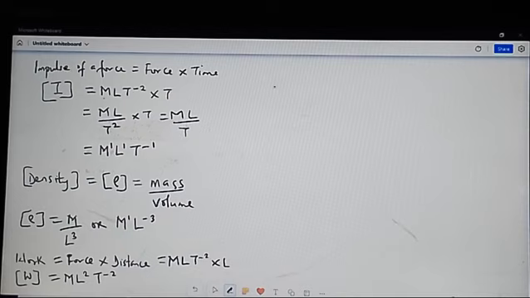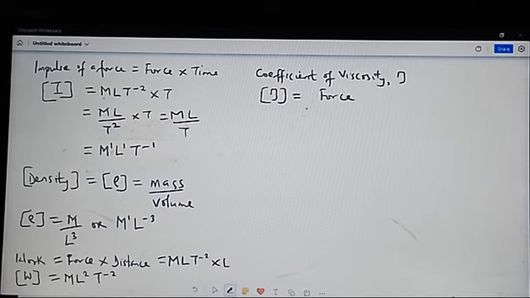Then we look at another physical quantity, coefficient of viscosity. So we say the dimension of coefficient of viscosity. What is the formula? We are going to look at two formulas. The first is force divided by area times velocity gradient.